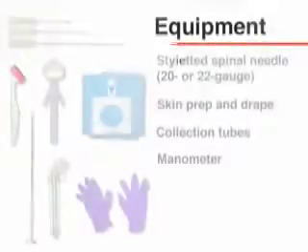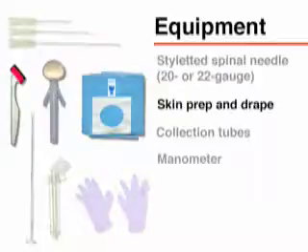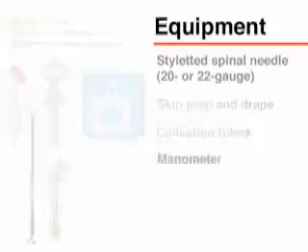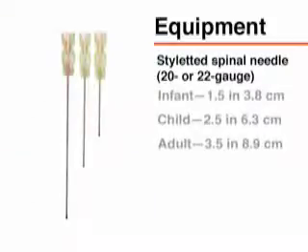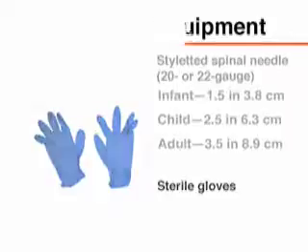Before performing the lumbar puncture, you will need a commercially available tray containing the necessary supplies, a spinal needle with a stylet, equipment for skin preparation, drapes, collection tubes, and in some cases a manometer. Typically, a 20 to 22 gauge needle is used, with the length ranging from 1.5 inches or 3.8 centimeters for infants to 2.5 inches or 6.3 centimeters for children, and 3.5 inches or 8.9 centimeters for adults. You will also need sterile gloves.